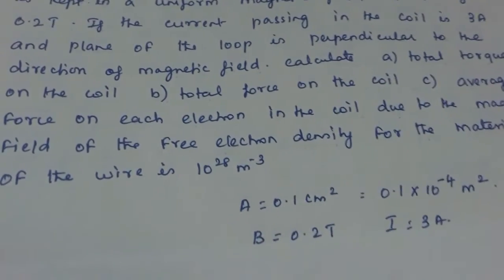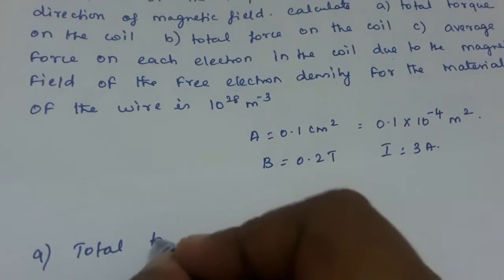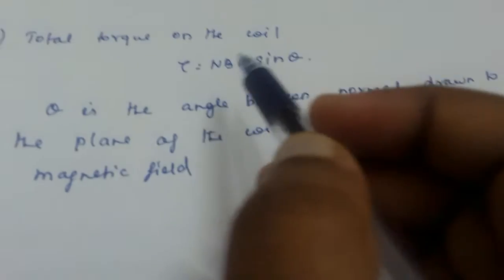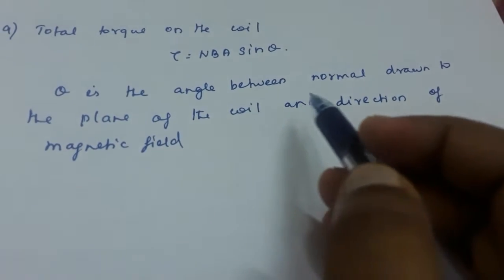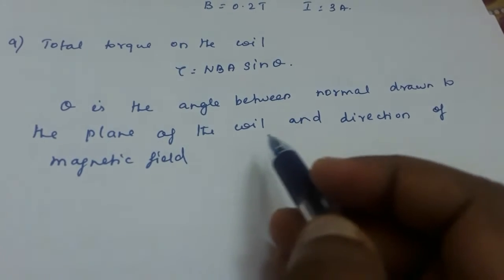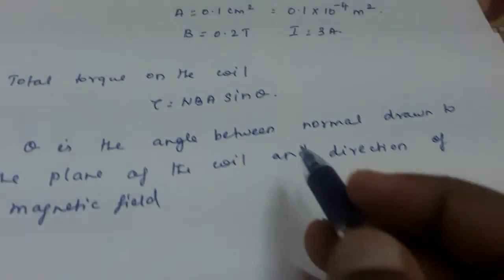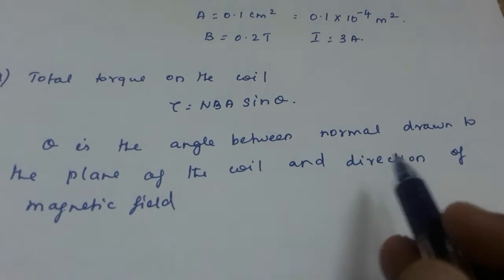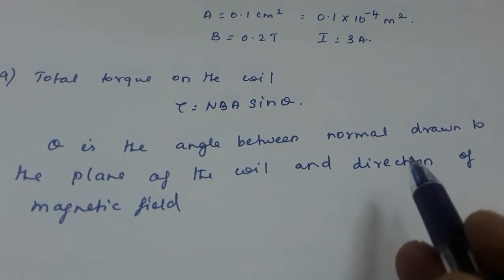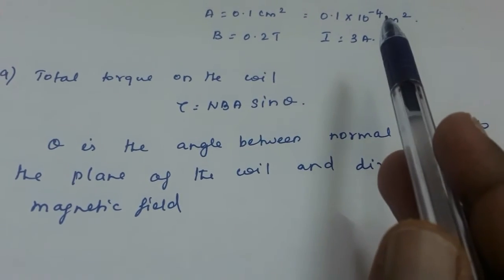So to find the total torque on the coil, tau is equal to NBA sin theta. Now theta is the angle between the normal drawn to the plane of the coil and the direction of magnetic field. But in the problem, the plane of the loop is perpendicular to the direction of the magnetic field. So there is a difference. Plane of the loop is perpendicular to magnetic field, but theta is the angle between the normal drawn to the plane of the loop and the direction of magnetic field.